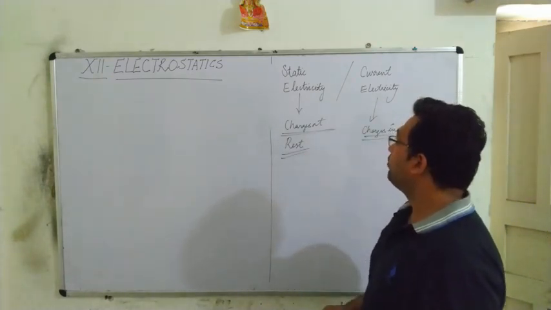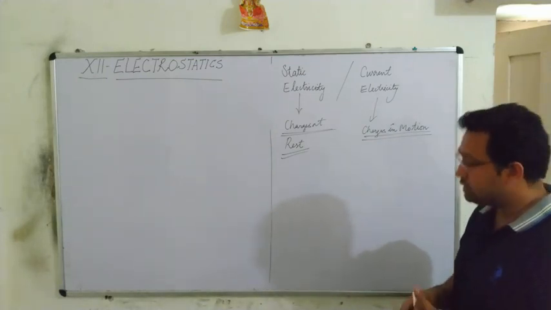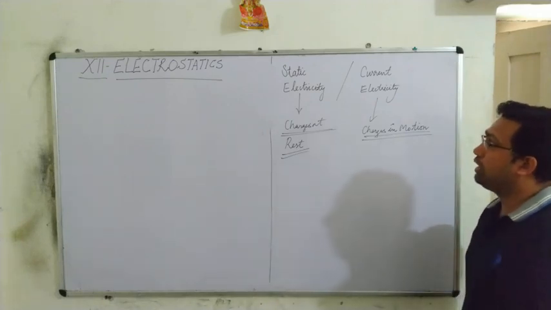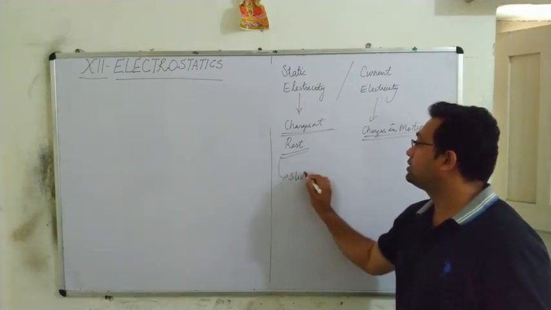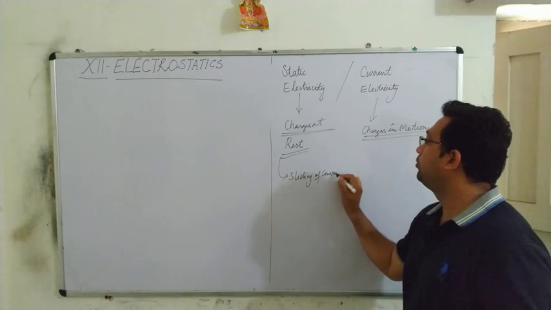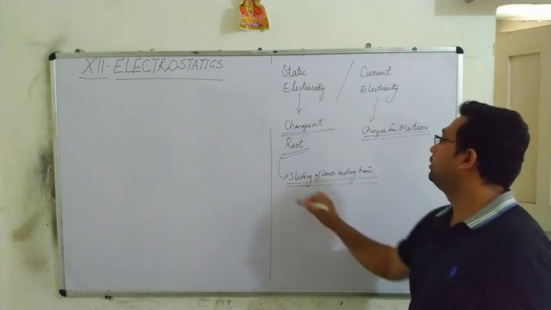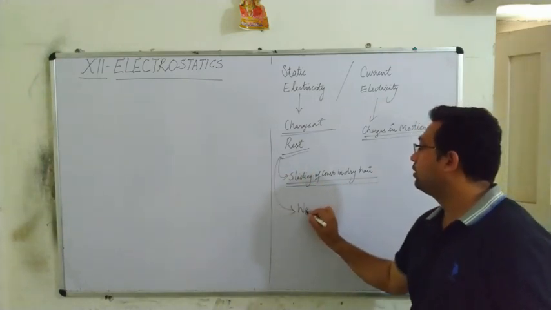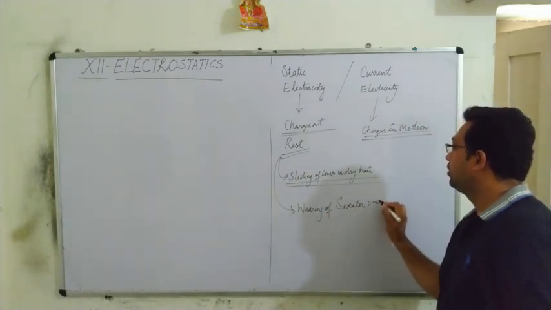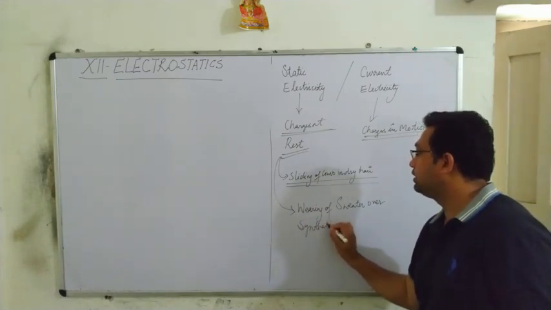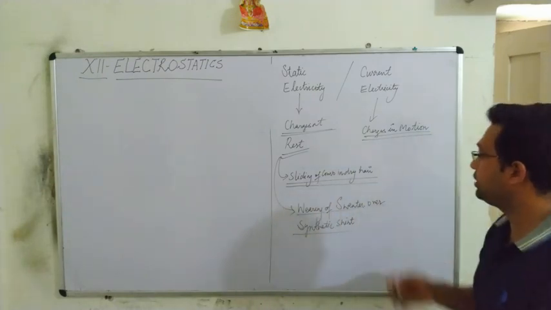Now, I told you a few examples of static electricity, such as sliding of a comb in dry hair, then wearing of a sweater over a synthetic shirt, or you can say a party wear shirt.